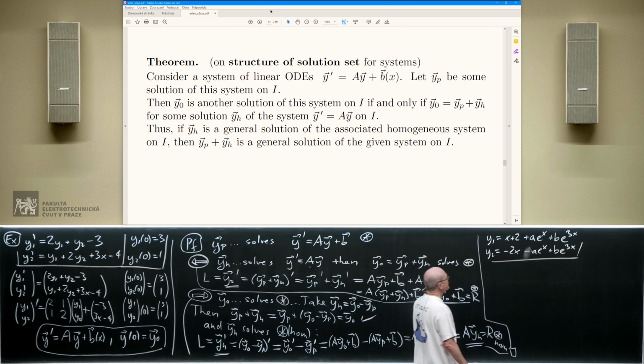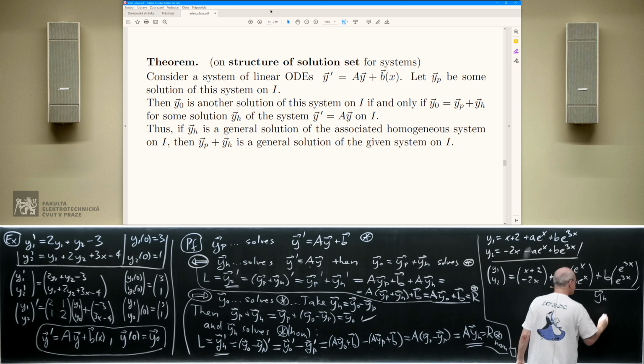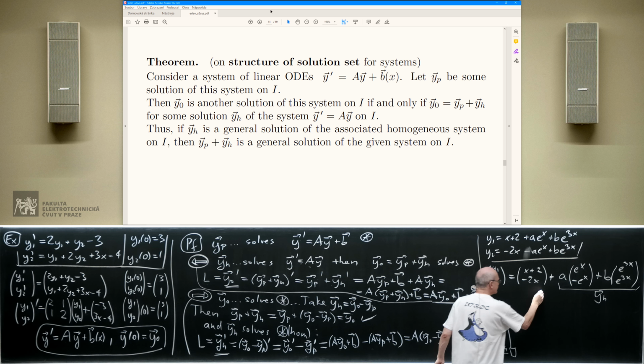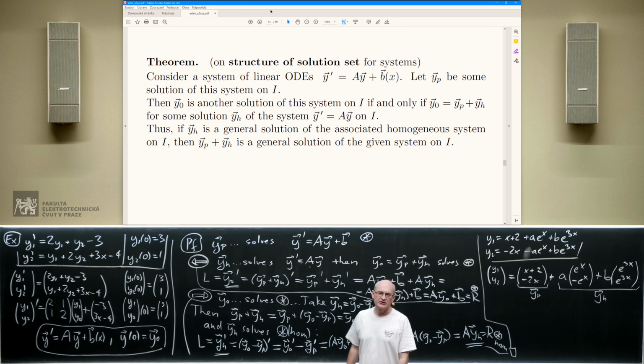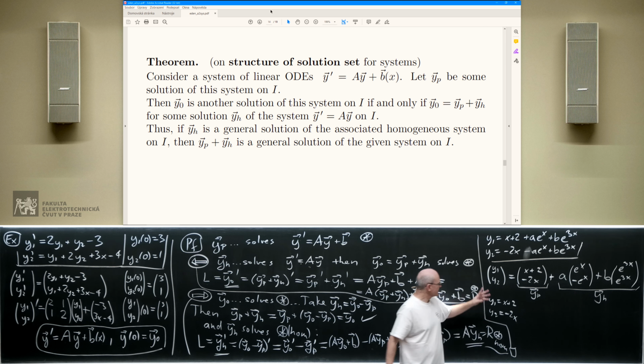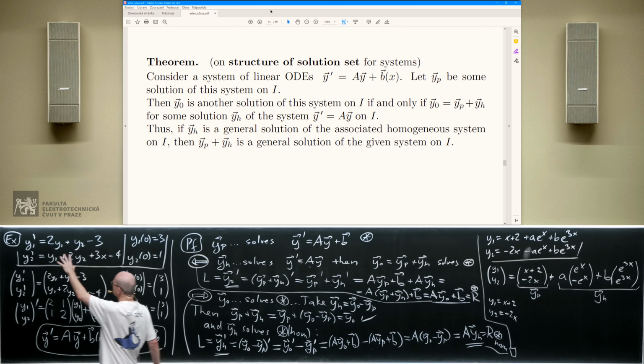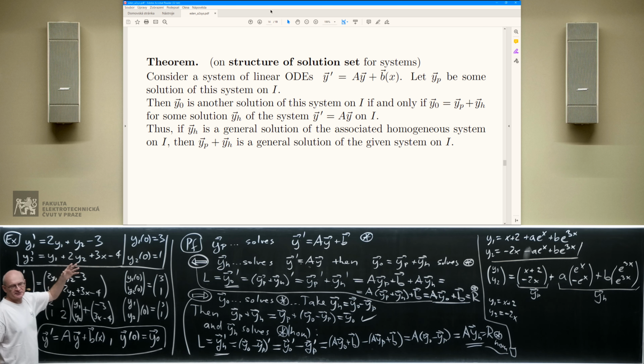Now here I have some coefficients a and b, so I strongly suspect that this will be the homogeneous solution. And then, logically, this should be the particular solution. Is that true? Well, we can easily check. We simply take y1 to be x plus 2, y2 to be negative 2x. We substitute into this system, and we see that it checks out. So indeed, when we take our solution and write it in the vector form, we can identify the particular solution of the matrix form, of this form of our equation.